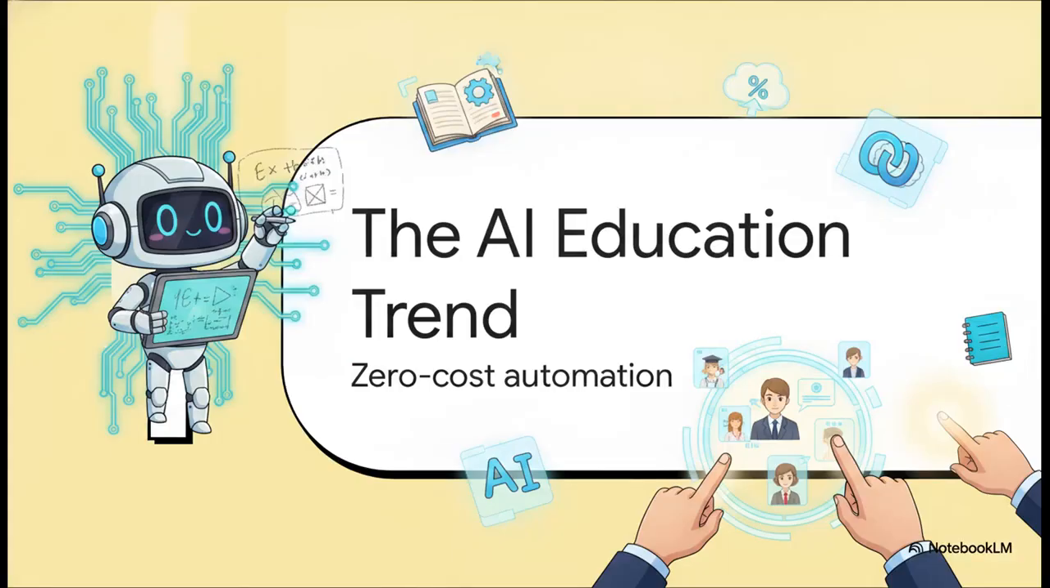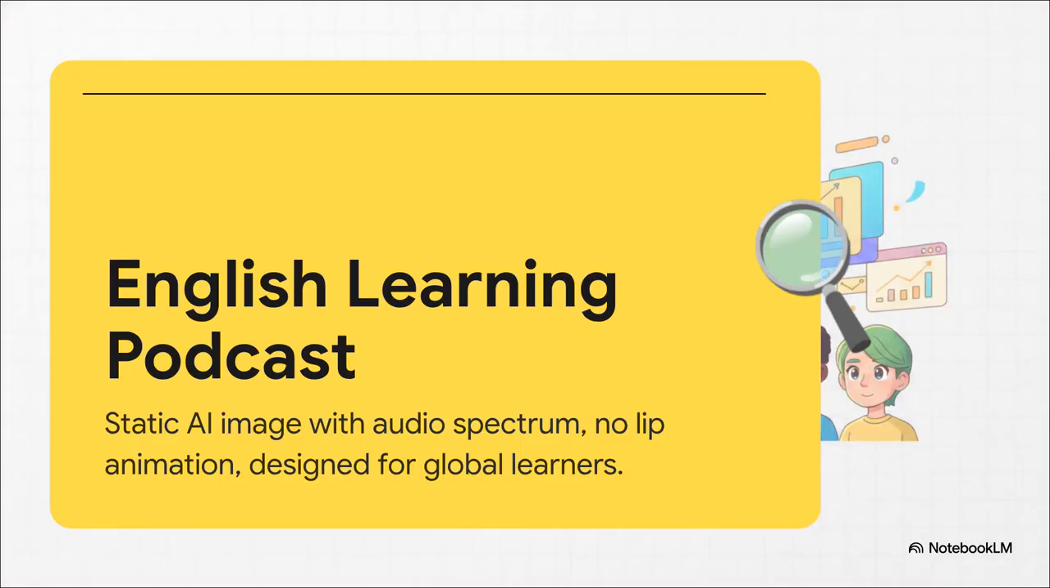Starting with Section 1, the AI education trend, and specifically the sheer power of zero-cost automation. So, what exactly are we reverse engineering today? It's called an English learning podcast. Now, this is an incredibly popular, beautifully straightforward format. It usually just features a static AI-generated image of two people chatting, layered with a simple audio spectrum just to kind of make it feel alive.